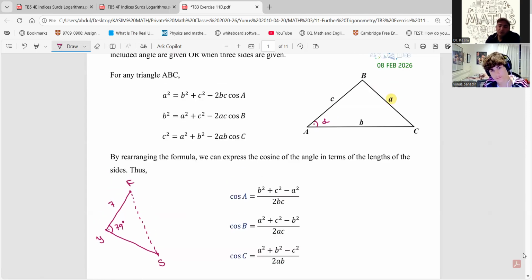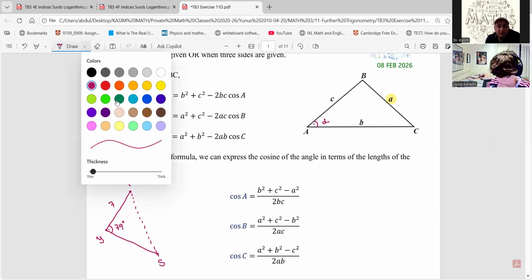Okay, Yunus, now draw. Can you just draw this triangle like this and label B, C, and A? Let's do it together. Draw in your notebook this triangle ABC. Okay, now let's do it.